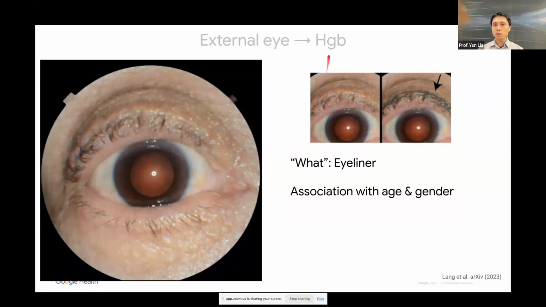But then we realized that the way the model was being trained was to predict hemoglobin being less than a certain value. Now, both age and sex are correlated with hemoglobin values on average, and so what the model seemed to have learned was that individuals of a certain age and sex tended to have eyeliner if they had lower hemoglobin. This association of older women, on average, having eyeliner on their eyes was one that the model seemed to have learned.